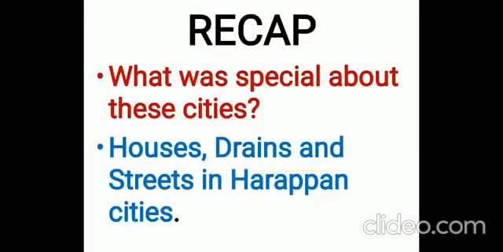We have discussed the stories of Harappa. We have discussed the cities of Harappa. Yes, Harappan civilization. And in the earlier class, we have studied what was special about these cities and the houses, drain system, and the streets in Harappan cities. So today we will do the recapitulation of both these topics and then we will move to our further topic of this chapter. So let's start with our first topic, that is, what was special about these cities, Harappan cities.